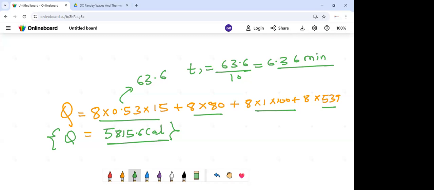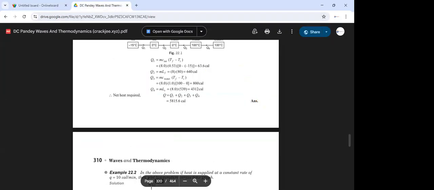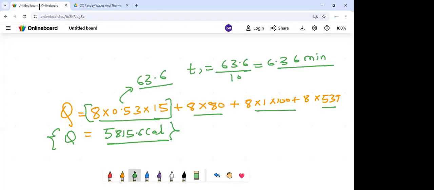Is this clear, what I have done here? Sir, could you please explain this once again? Yeah, sure. What I said is, for ice to go from -15 to 0, this much heat is required, right? Yes, sir. How much is this? 63.6. In the second question, it is given that we are giving 10 calorie per minute. So for 63.6 calorie, how much time do we have to spend?